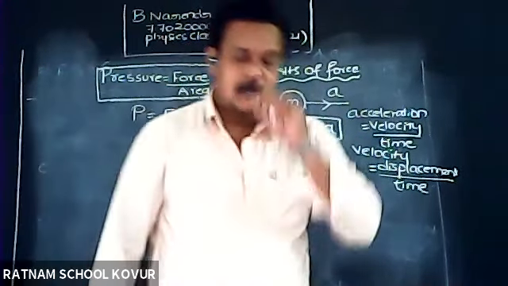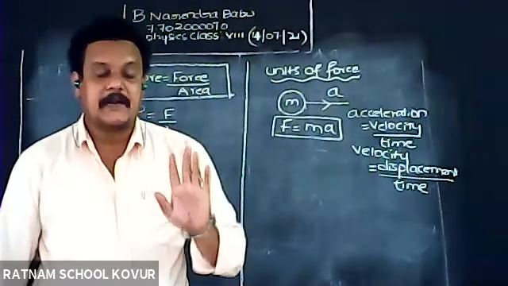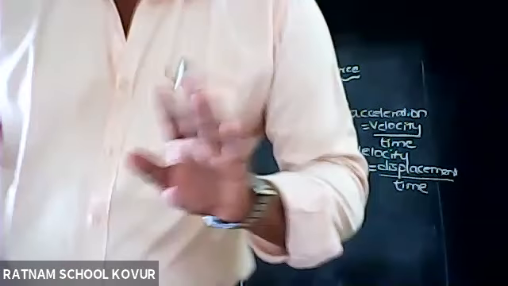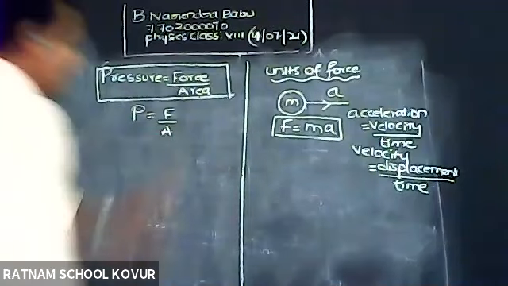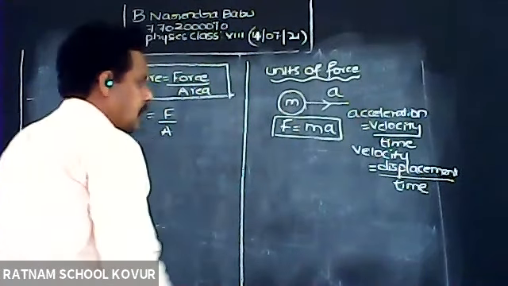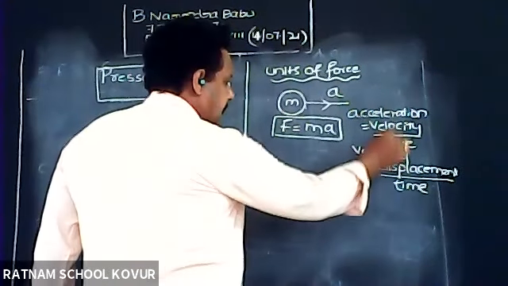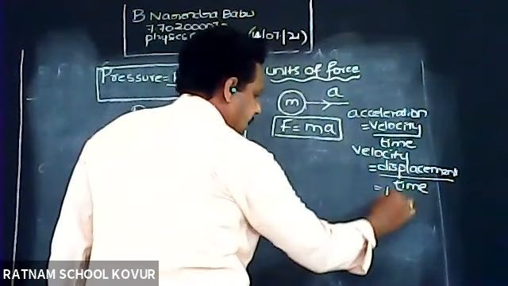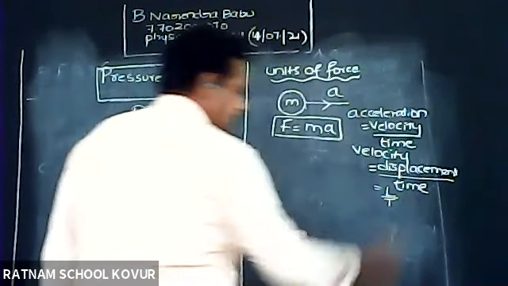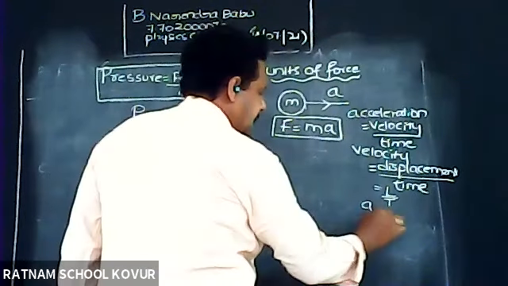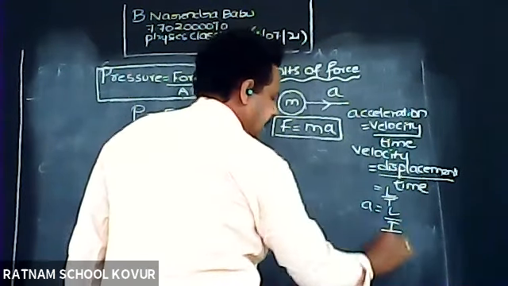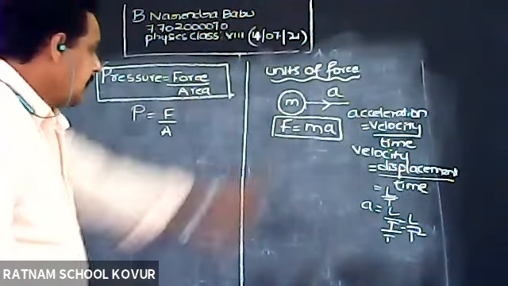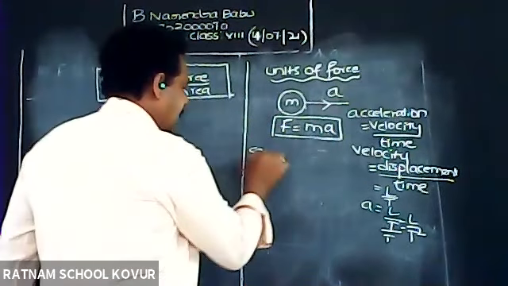First, in order to write the units, we have to know the formula. F is equal to ma. So acceleration is equal to velocity by time. Velocity equal to displacement by time. Displacement means here length by time. So if I write L is equal to L by T again by T. So L by T square. If I write SI unit of force.